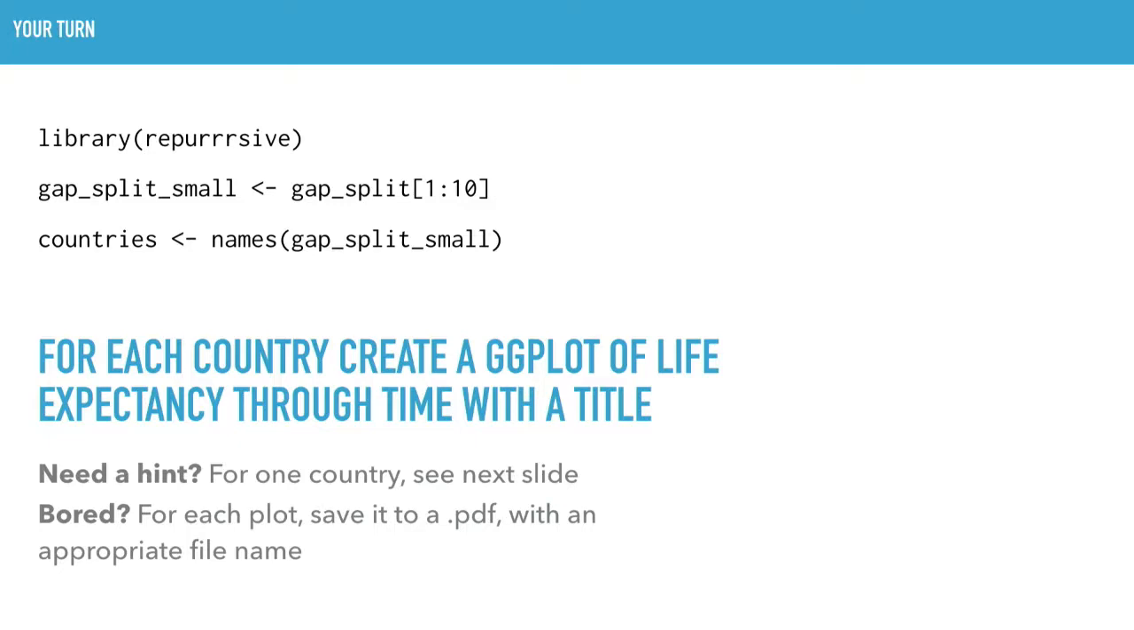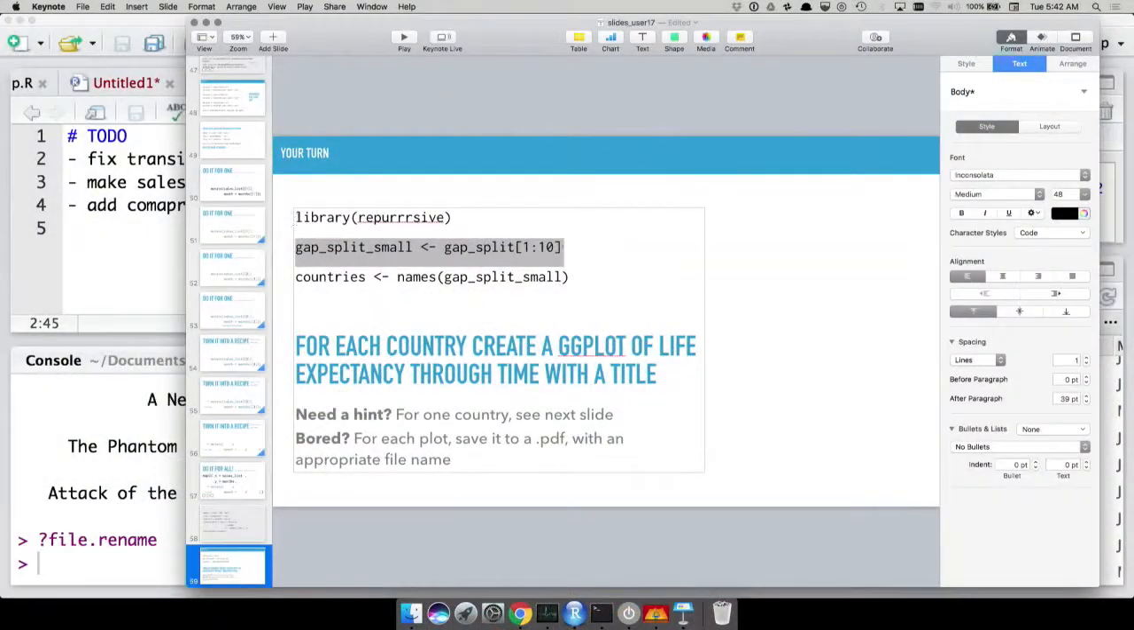Okay, so I want you to practice now using map2. You're pretty good with map, so let's try something with map2. We're going to use a different data set in that recursive package. There is a data set in there called gap_split. Let me run this and just talk you through that before I let you loose.